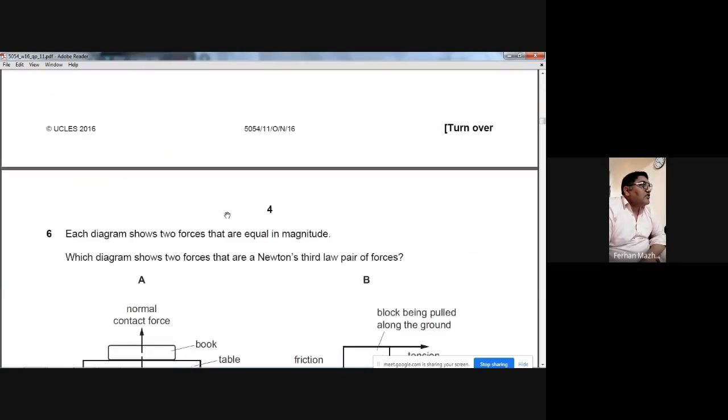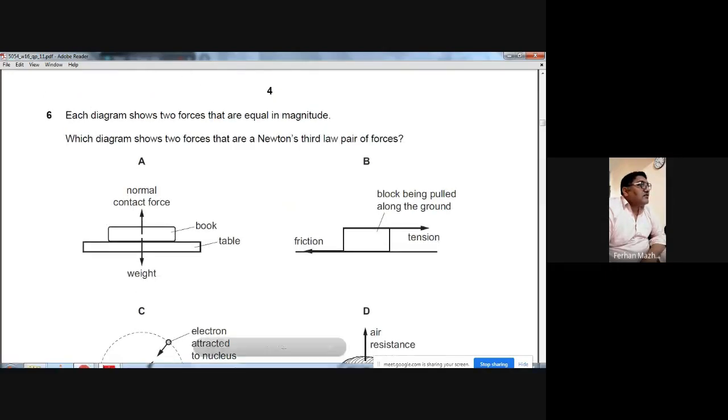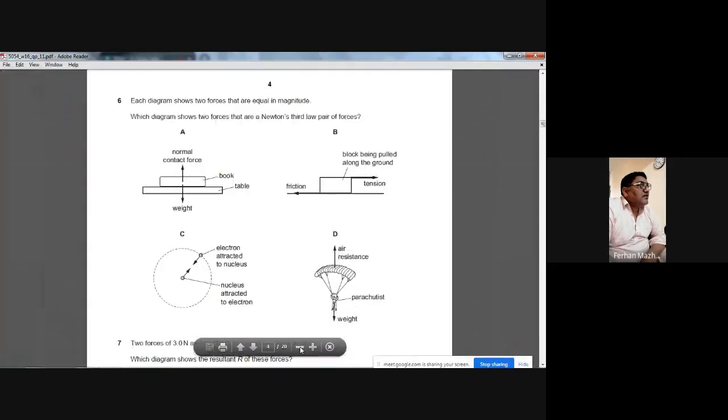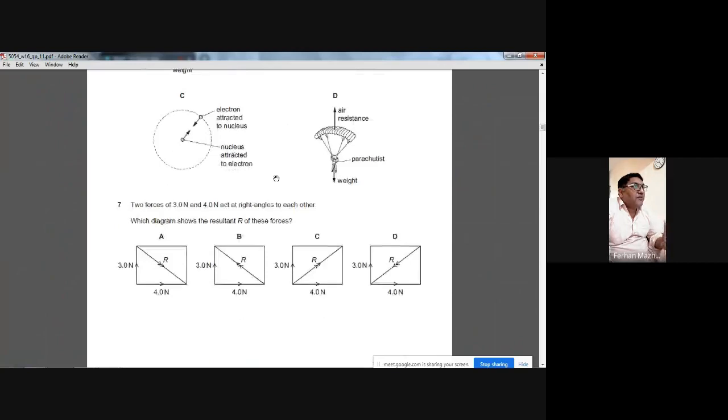Okay. So the next one, I need to reduce its size a little bit. Yes. Now you see, each diagram shows two forces that are equal in magnitude. Which diagram shows two forces that are related by Newton's third law? I think that C is the option. Question number 6, C is the option. The electron attracts the nucleus, and the nucleus attracts the electron. That is Newton's third law of motion.